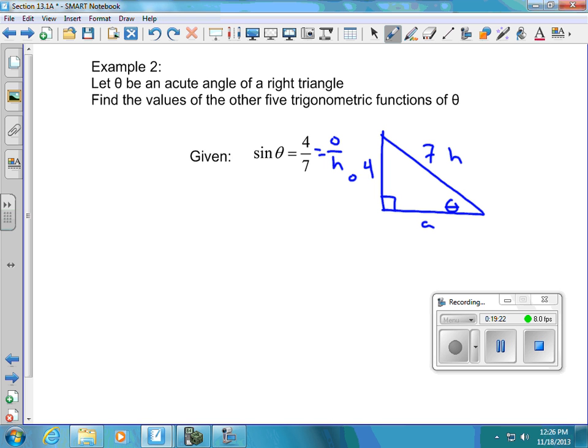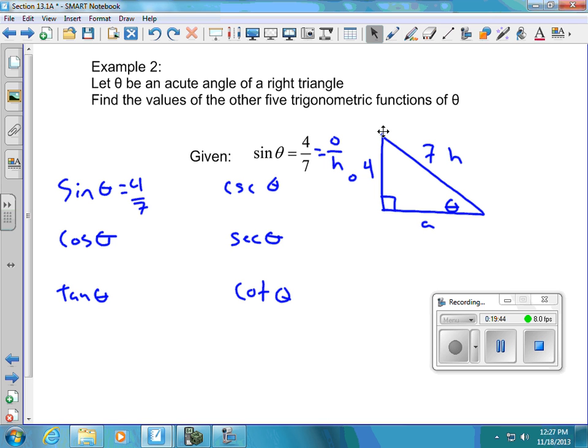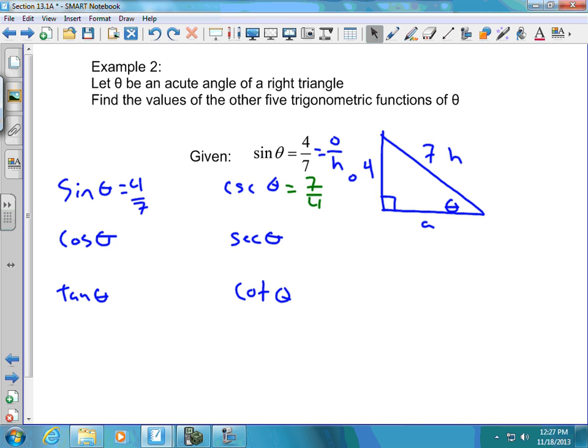Okay? So the 5 other trig function values, well, remember the trig functions are sine, cosine, tangent, and then we have cosecant, secant, cotangent. Well, if sine is already 4/7, then cosecant, because it's reciprocal, has to be 7 over 4. So there's one. How are we going to find the other 4 trig functions? Well, we need that missing side. We know 2 of the 3 sides, so we can use the Pythagorean theorem.